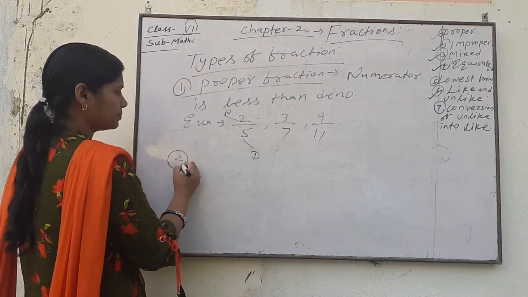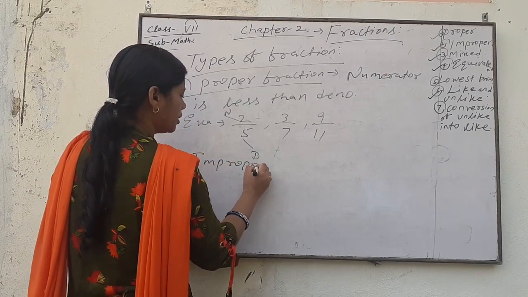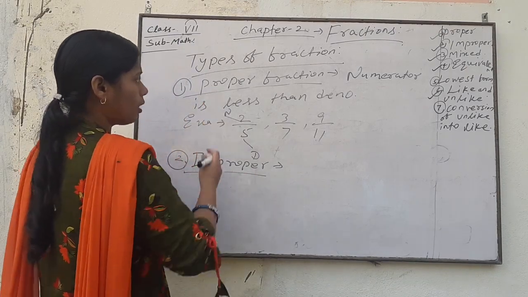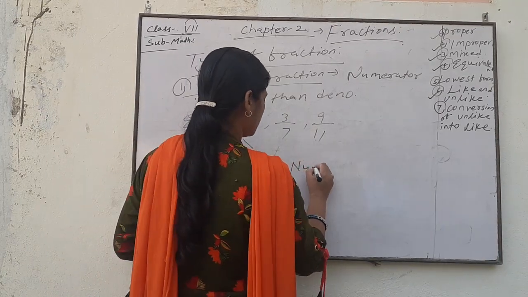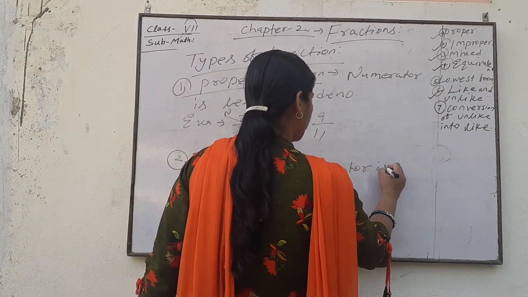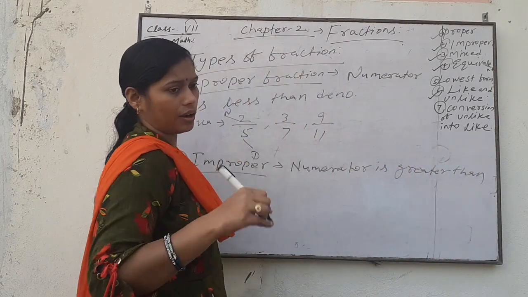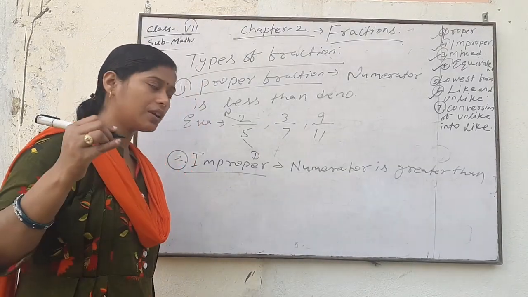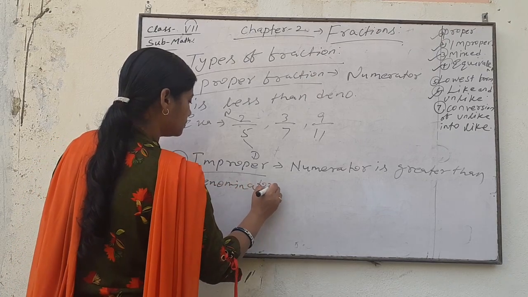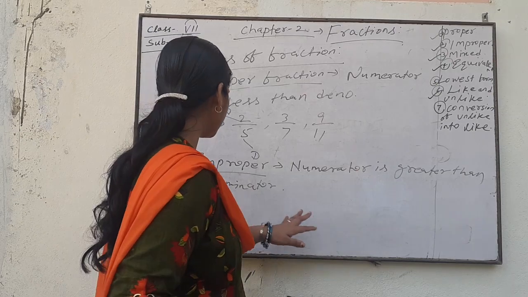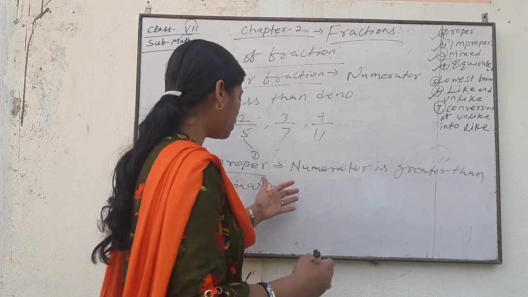And second is your improper fraction. Improper means just opposite of your proper. It means here numerator is greater than or equal to your denominator. Numerator is greater than denominator. Yeah, or equal to. Maybe your numerator and denominator both are equal.